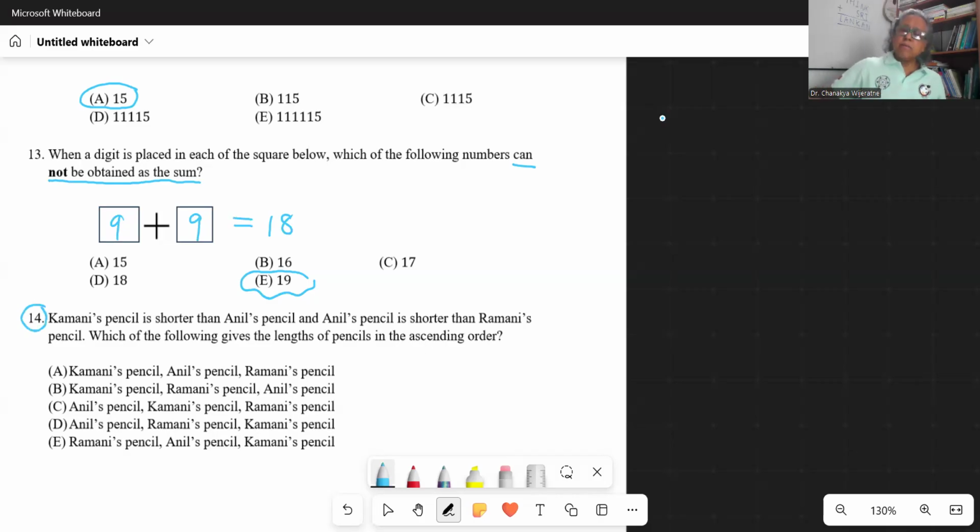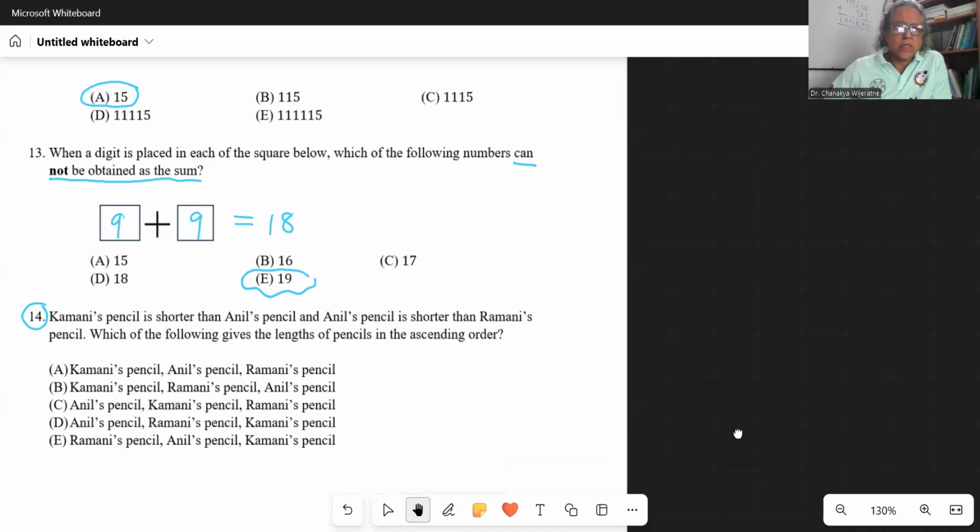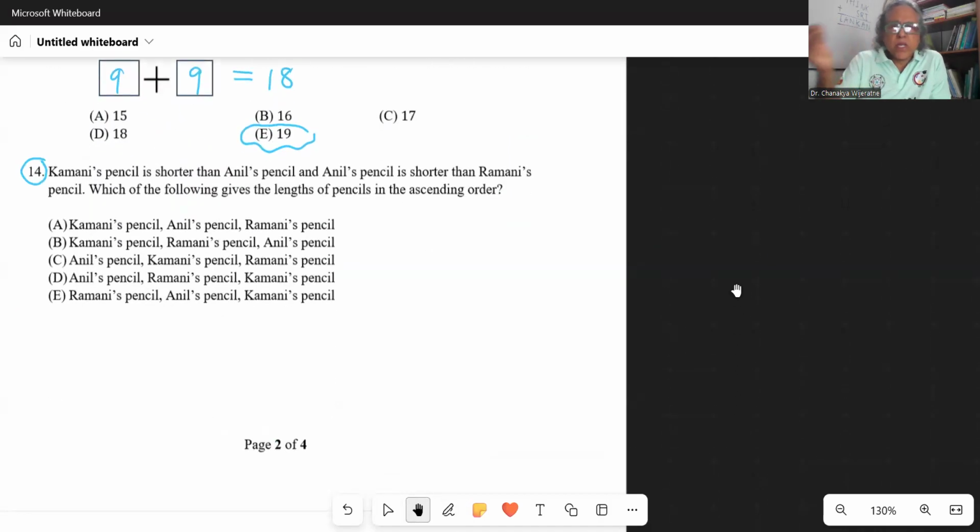Right, as I say, before I discuss and solve the problem, you need to pause the video and figure out the answer. And then you have to see what I do, right? So that's how you can get the best from these videos. All right. So here, Kamani's pencil is shorter than Anil's pencil, and Anil's pencil is shorter than Ramani's pencil. So this information, we can record this in a very concise manner, right?